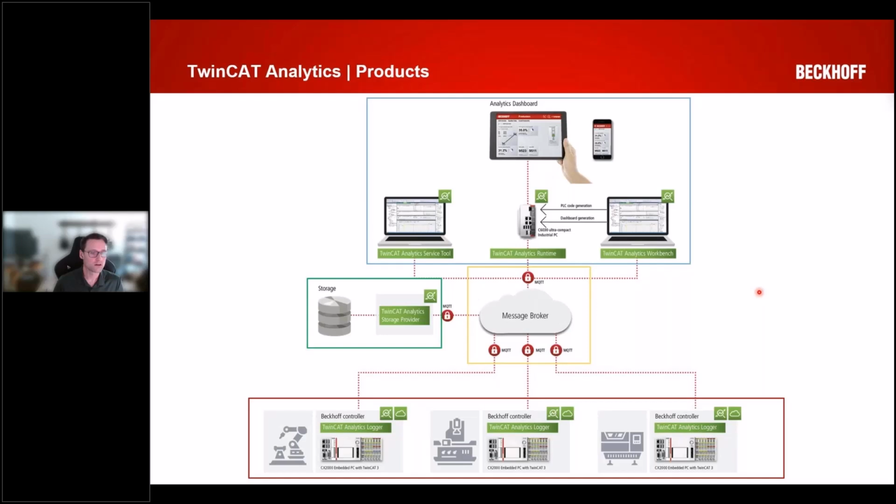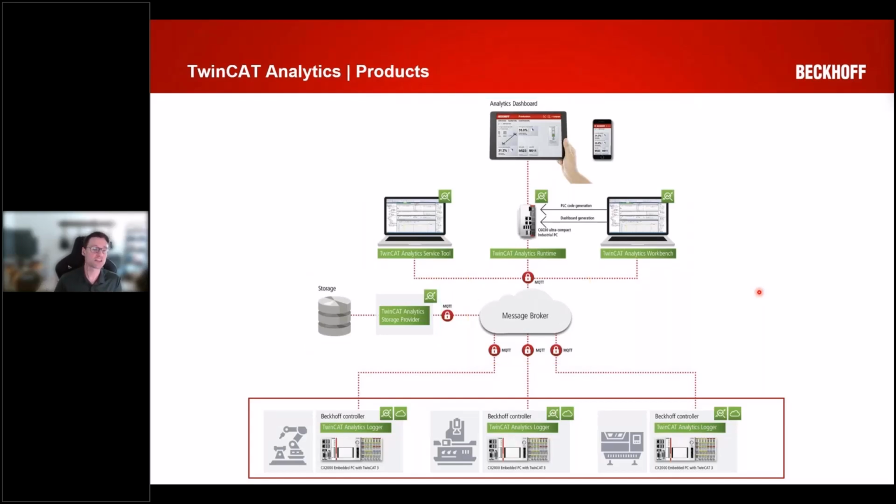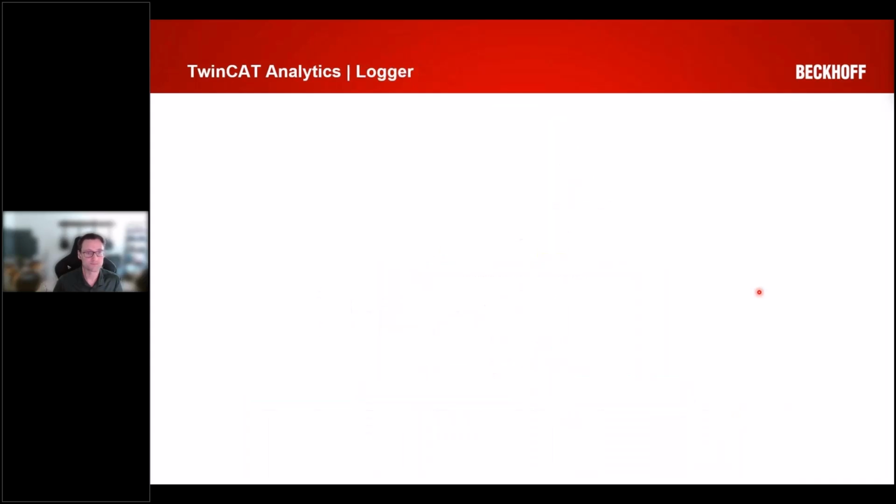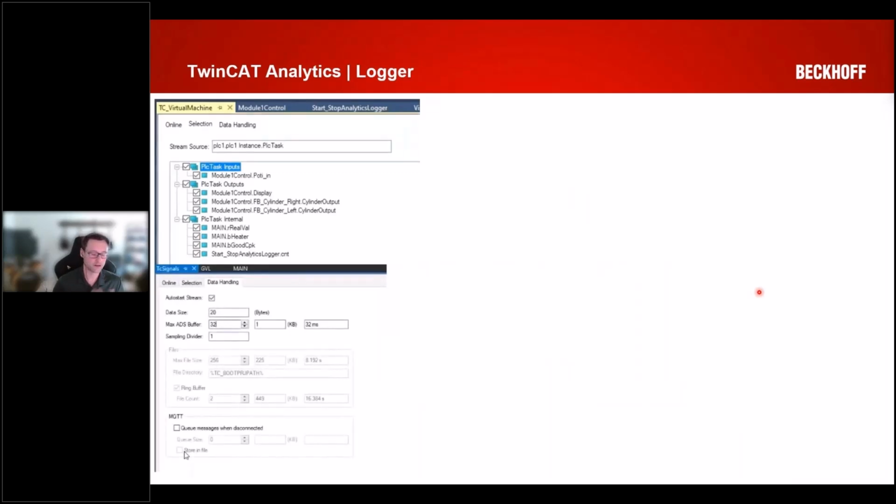So again, we're starting down here with the Analytics Logger. Now, if you're using TwinCAT already, good news, this piece is probably already built into your runtime. You would just need to go into your project and enable it. And just as we suggested, setting up the logger is as simple as ticking some boxes, selecting primarily which variables you want to log here and how frequently.